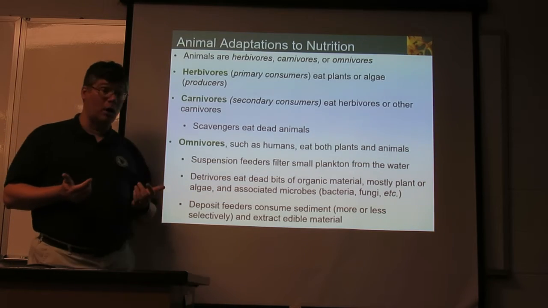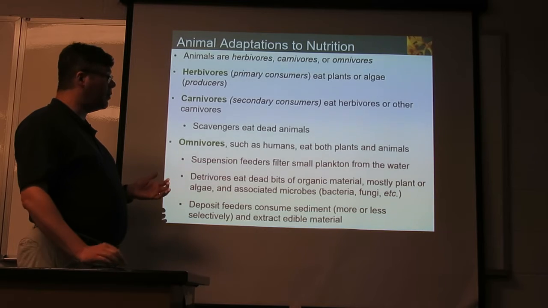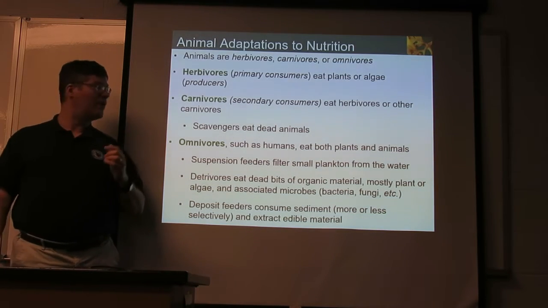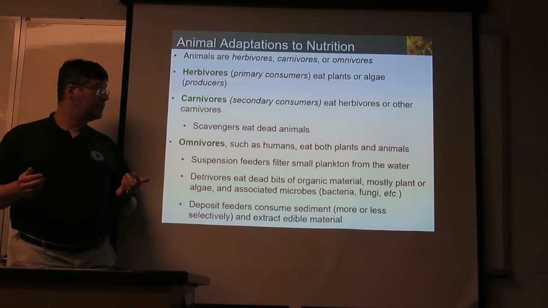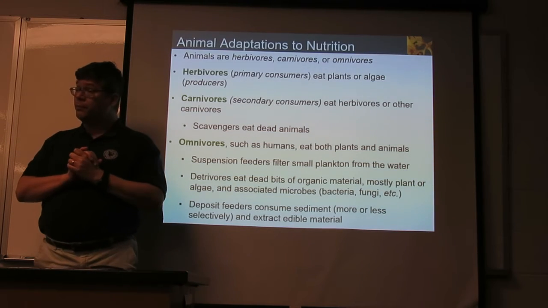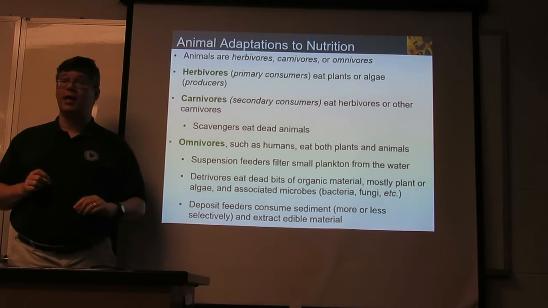Detrivores are things that are eating usually tiny bits and pieces from either stuff that's dead, often plant rather than animal, or bits of waste, things like that. And also the bacteria, fungi, things like that are growing on these bits. An earthworm is a familiar detrivore.